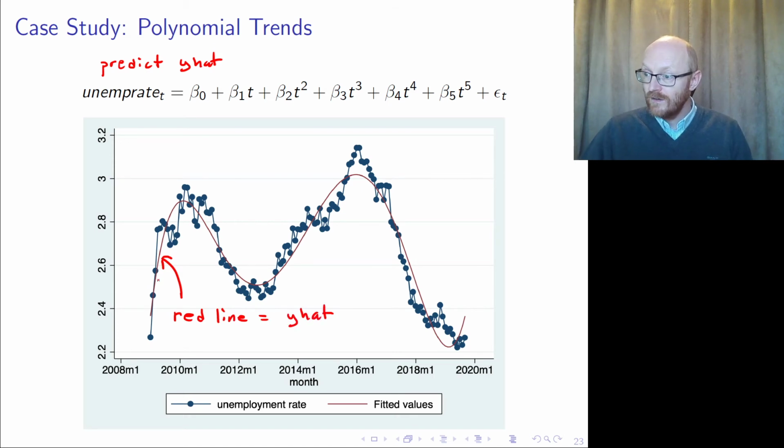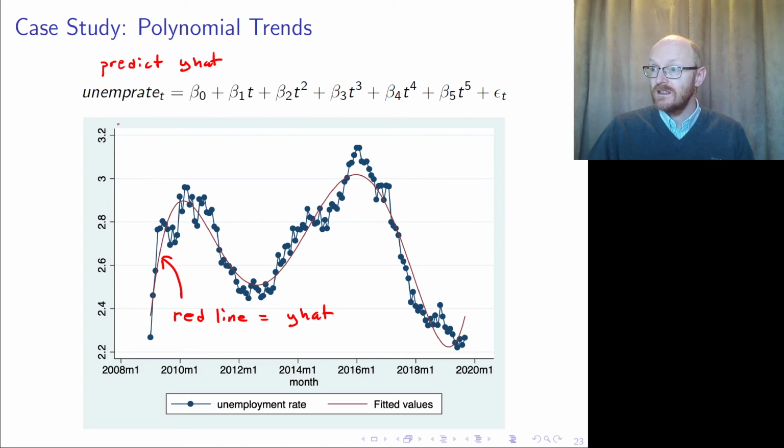So the red line here is the y hat, and you can see that by including more powers of time in a higher polynomial regression, you can explain these peaks and troughs in the data quite accurately.